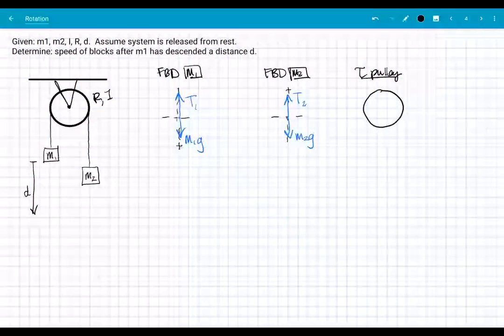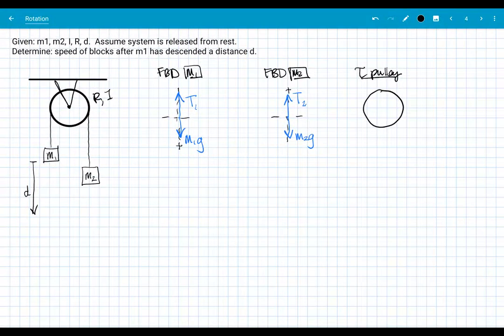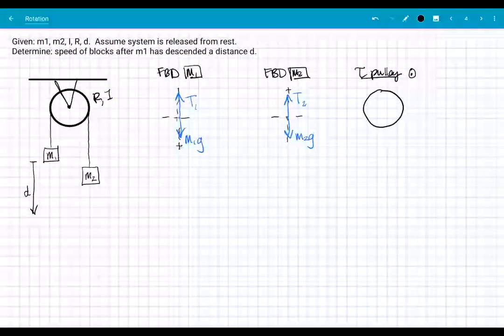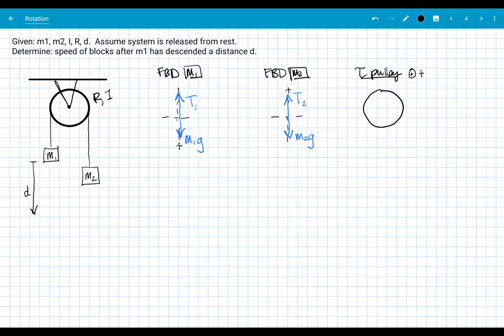So if block 1 is accelerating downward, block 2 is accelerating upward, what's the direction of alpha? So look at it, right-hand rule. So that means that alpha is going to be out of the page, right? So I'm going to make out of the page, that's my notation for out of the page, positive for the pulley.